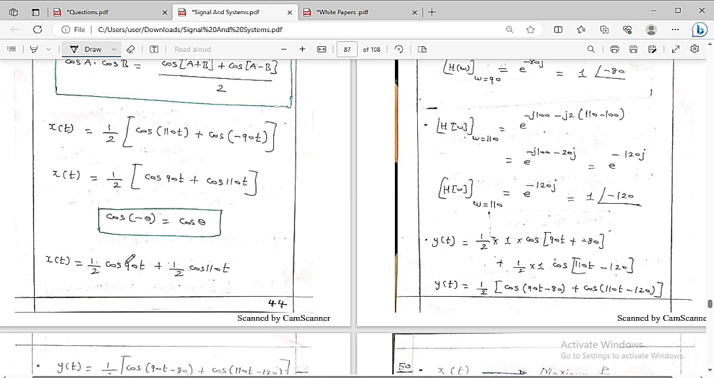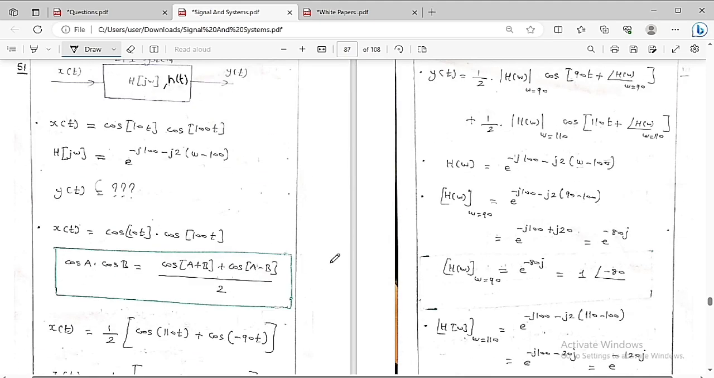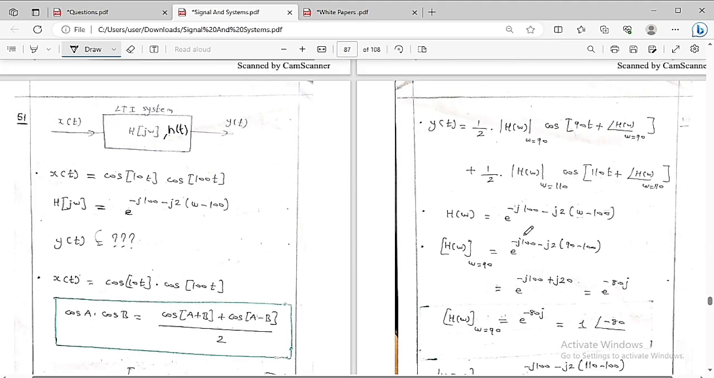Based on the previous formula, y of t is nothing but half into the magnitude of h of omega at omega equal to 90 into cos of 90t plus the phase angle of h of omega at omega equal to 90, plus half into the magnitude of h of omega at omega equal to 110 into cos of 110t plus the phase angle of h of omega at omega equal to 110. I wanted this formula, right? So now what is h of omega?